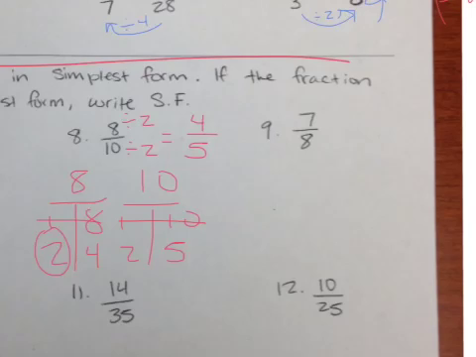On 7/8, again, 8 is not a prime number, but 7 is. So we can't divide 7 by anything that goes into 8. So 7/8 is already in simplest form.